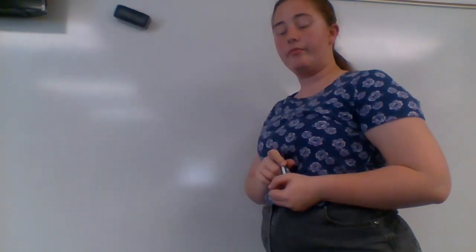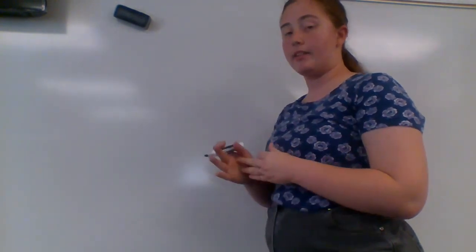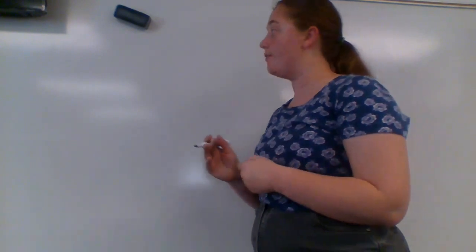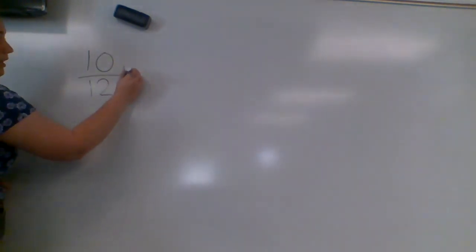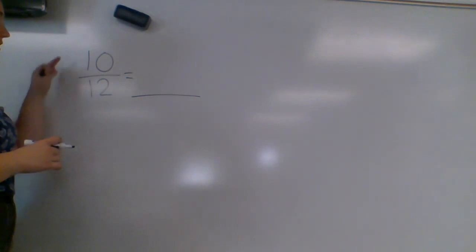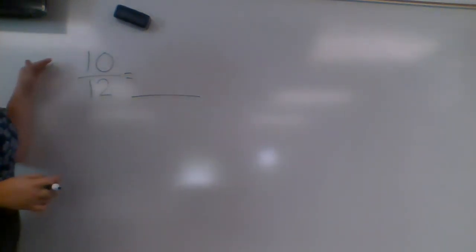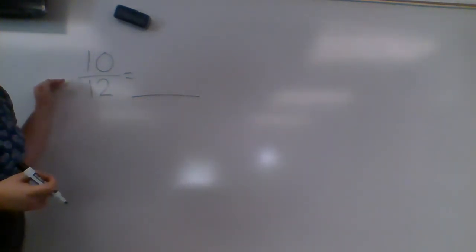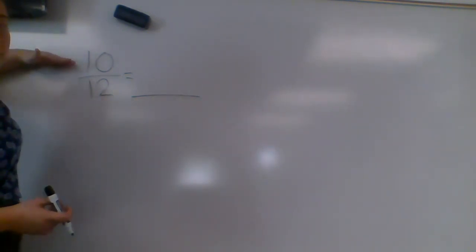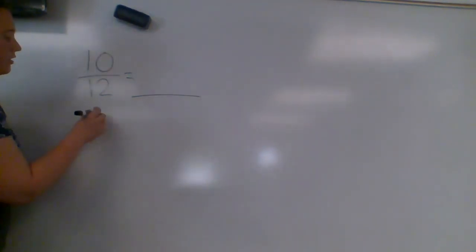Number 7. This will be our last one that we do. Okay. Number 7, we have letter A, 10 over 12. That's my fraction. 10 over 12 equals blank. I need to figure out what number will go into 10 and go into 12. So they're both even numbers. So let's try 2. Will 2 go into 10? Yeah. And 2 will also go into 12? Yeah. So let's try it.